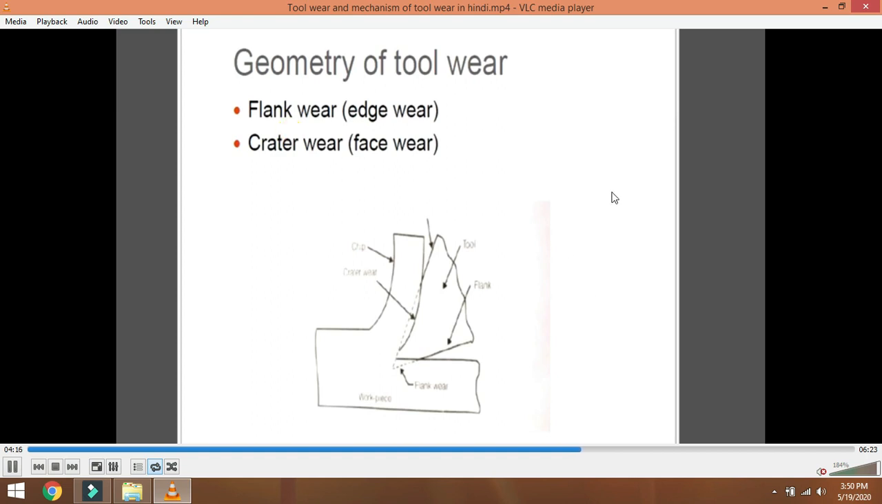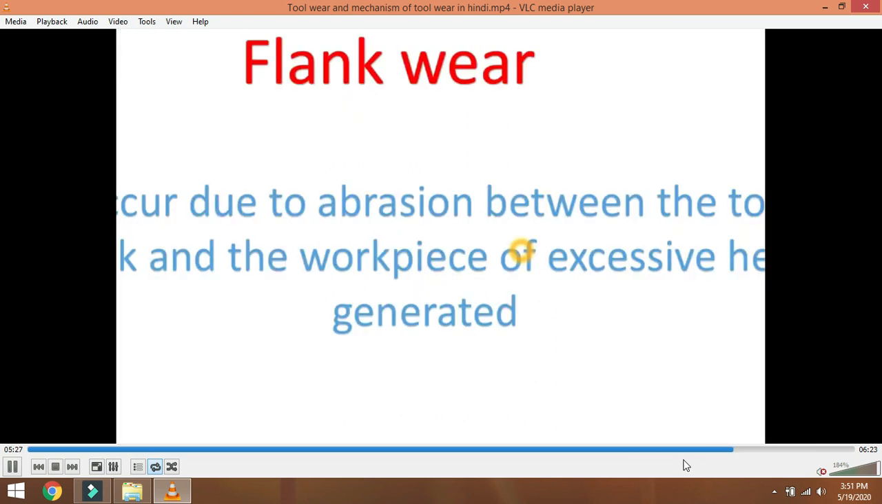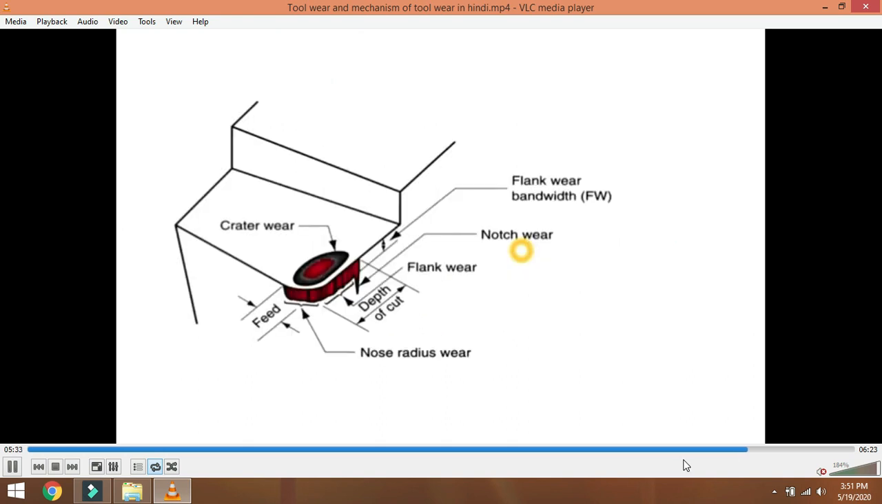Flank wear occurs at the edge of the cutting tool, and crater wear occurs on the face of the tool. Crater wear occurs on the face of the tool and flank wear occurs at the edge of the cutting tool. So here the tool wears are easily visible, where it occurs: crater means face, flank means edge wear. Flank wear is abrasion between the tool and the workpiece.